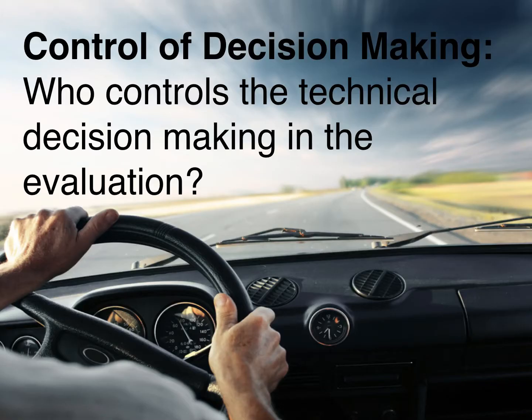In terms of control of decision-making, we, as participatory evaluators, must consider who controls the technical decision-making in our evaluations. That is, who controls the decision-making in regards to the evaluation scope, design, data collection, analyses, and dissemination. Control of decision-making in terms of program evaluation can rest with evaluators, program managers, service providers, or program beneficiaries, as well as some combination of stakeholders from each of these groups.